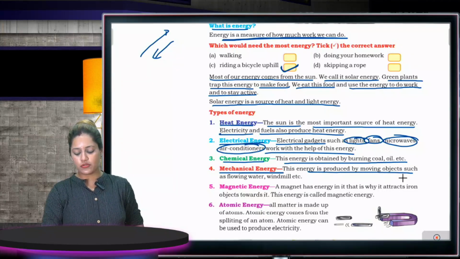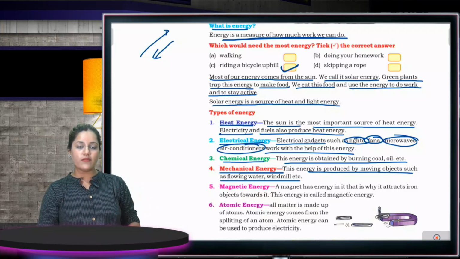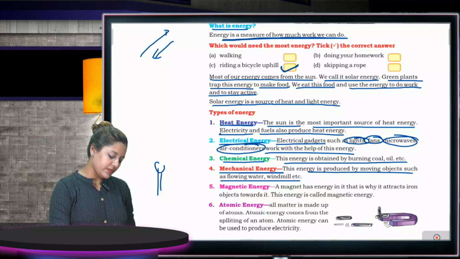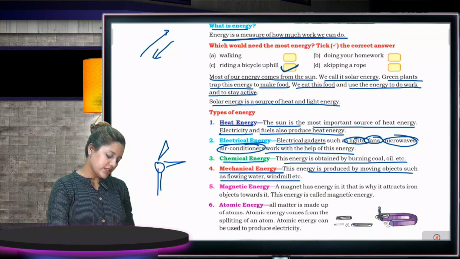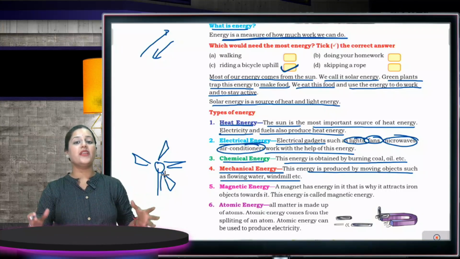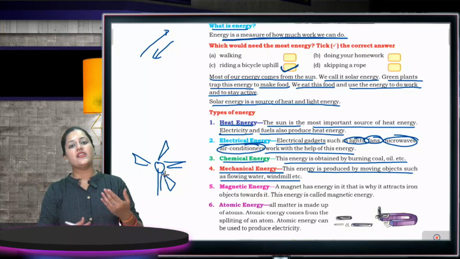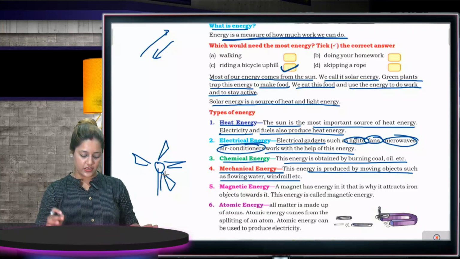Mechanical energy. This energy is produced by moving objects such as flowing water or a windmill. A windmill is a very big fan that is put on open ground, so that when it starts rotating, the batteries are filled and that wind energy is changed into electrical energy.